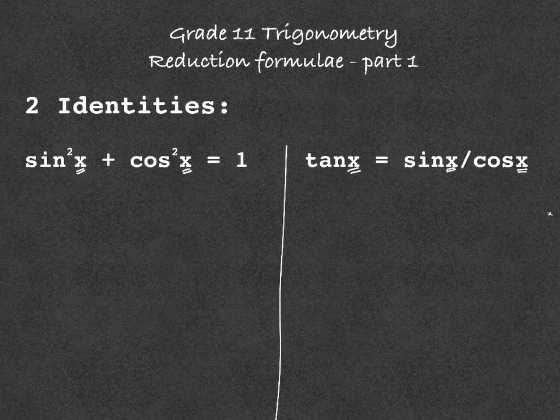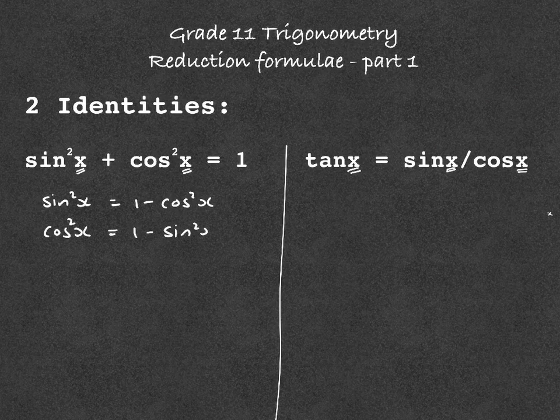So we can play around with this identity a bit. In other words, we can get sine squared x is equal to 1 minus cos squared x, right? If you minus cos squared x on both sides, or we can say that cos squared x is equal to 1 minus sine squared x. Okay, so those are two valuable ways to convert it. And then of course we can square root on both sides as well, but let's just keep that for now.